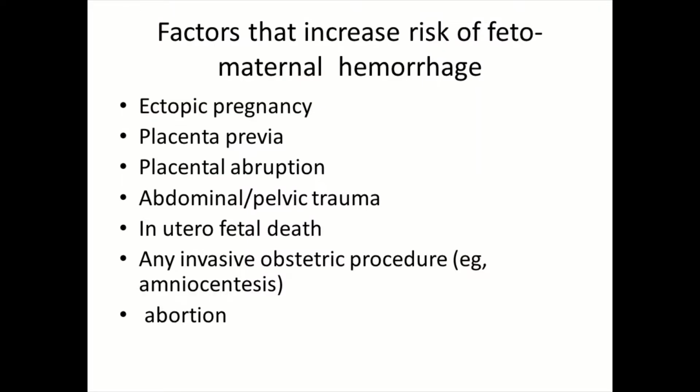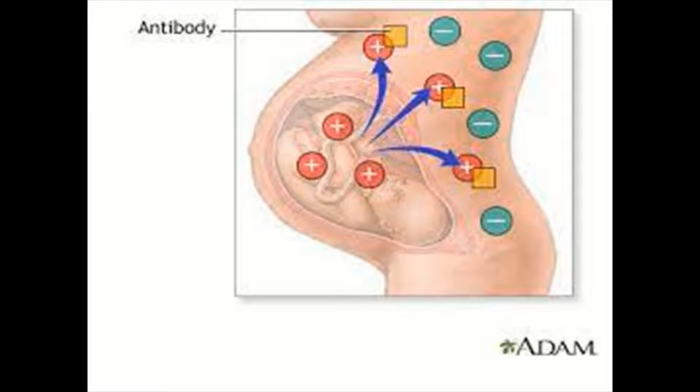Like in a case where the mother has a history of ectopic pregnancy, abruptio placenta or placenta previa, or trauma to her abdomen which can damage the placenta, a history of intrauterine fetal death, or obstetric procedures like amniocentesis or external cephalic version, or a history of abortion, especially induced abortion, or if it is completed by manual vacuum aspiration. In this case, if the mother is Rh negative and the baby is Rh positive, damage to the placental barrier will occur, and so fetal-maternal hemorrhage will take place.